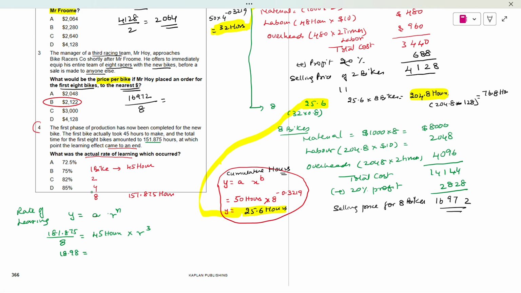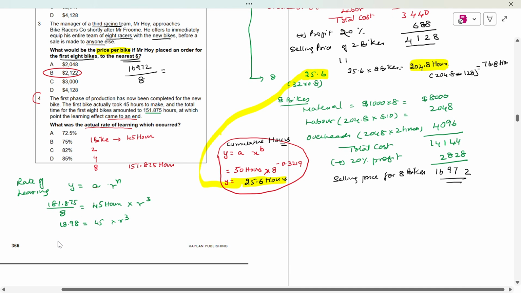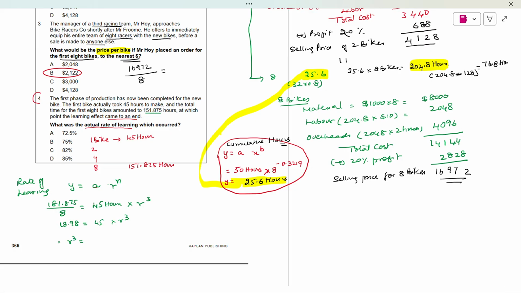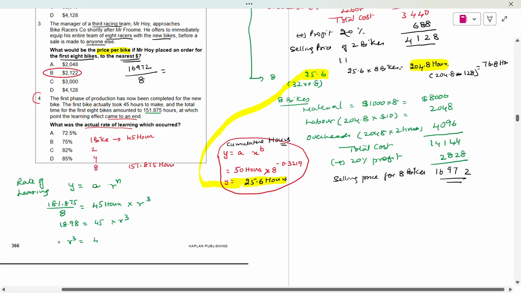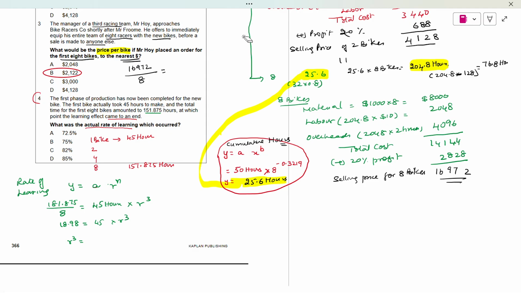18.98. Okay, 18.98. Is it right? 18.98, 45 R cube. Over 45. Okay. R, give us 0.5. Sabar. 40. Okay, 1 minute. Is it right? 18.8. 1 second. Is it 18.98? I have to make my own calculation.